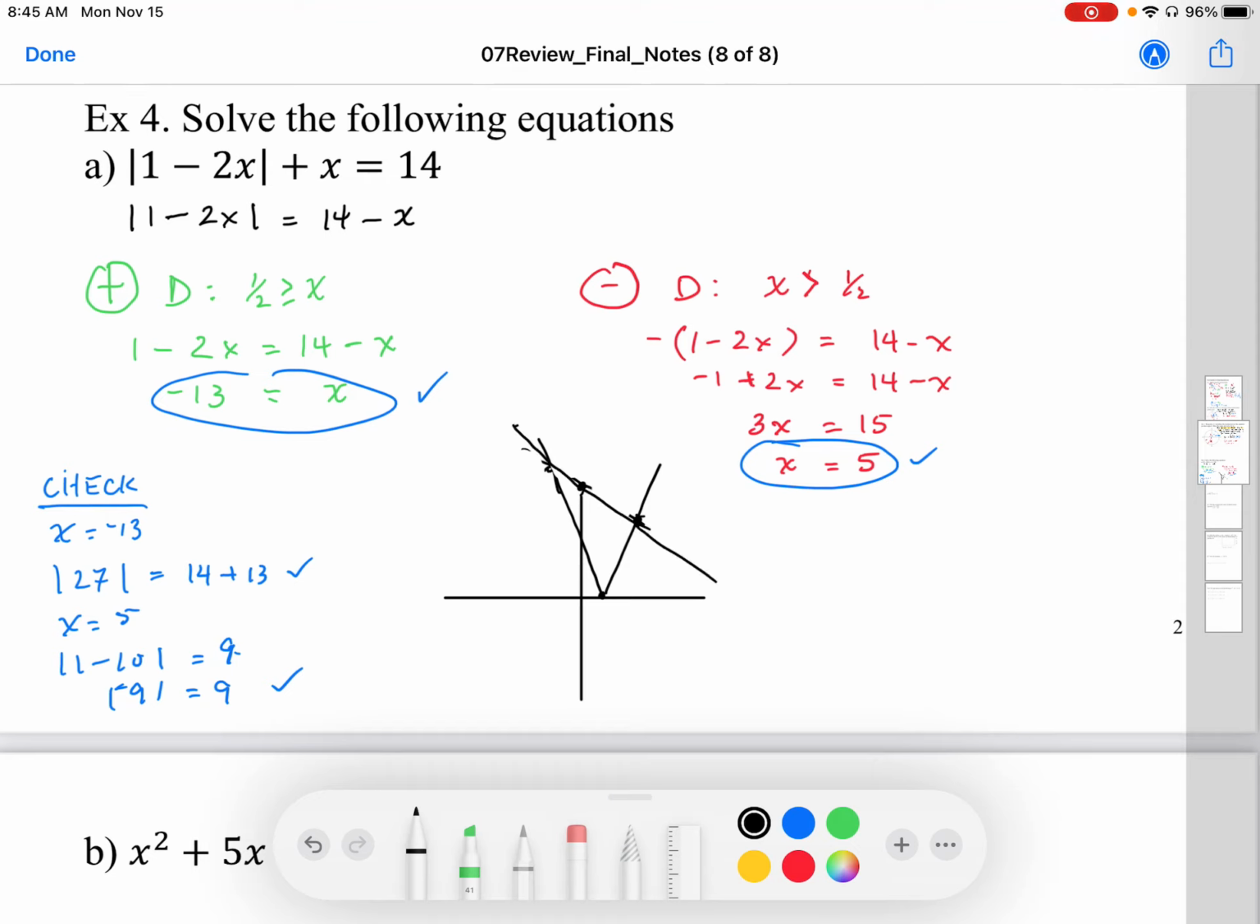And anyways, we're going to have two solutions here. The graph is not proportional, but it does indicate based on the slopes that we can get two solutions.